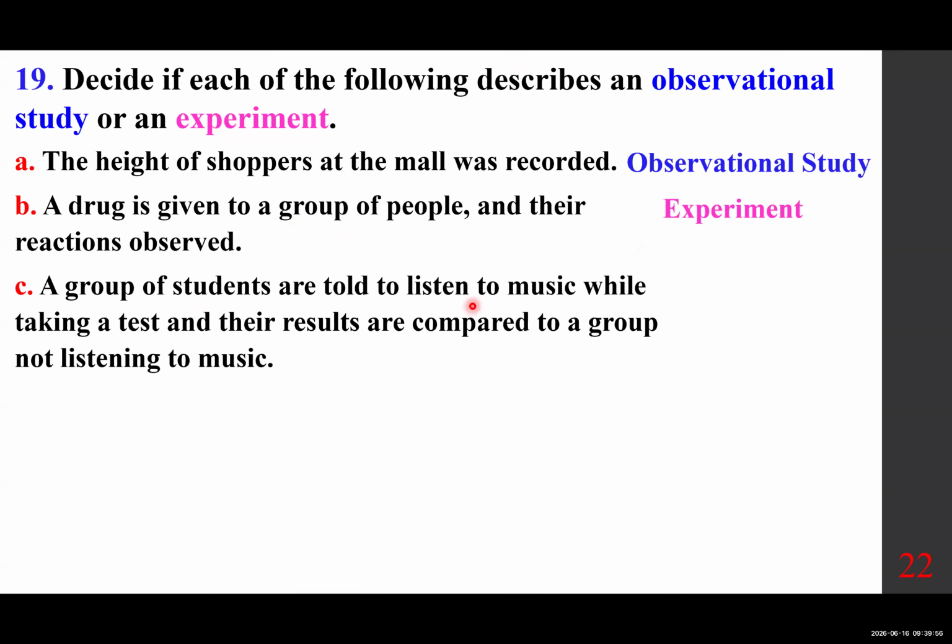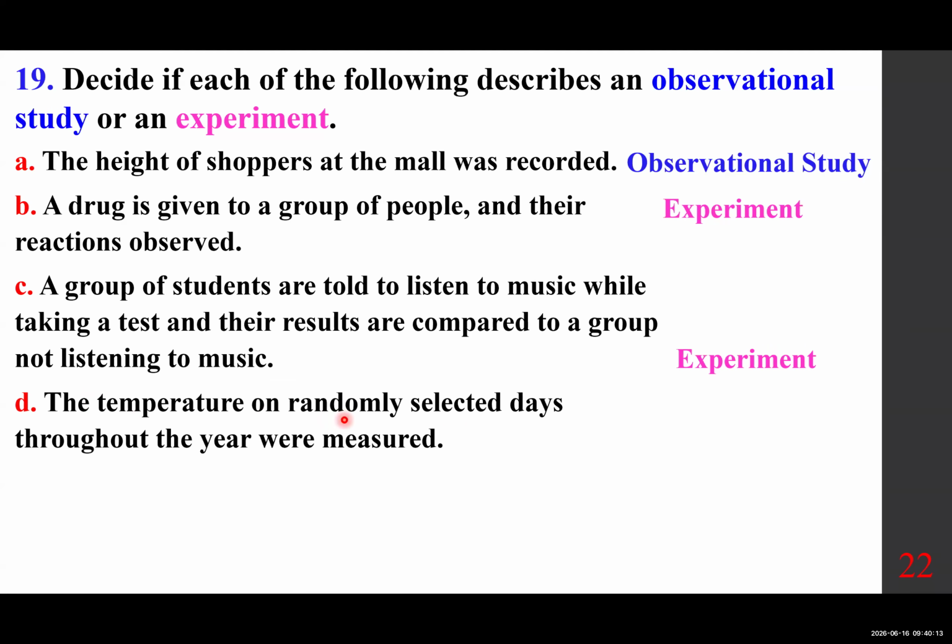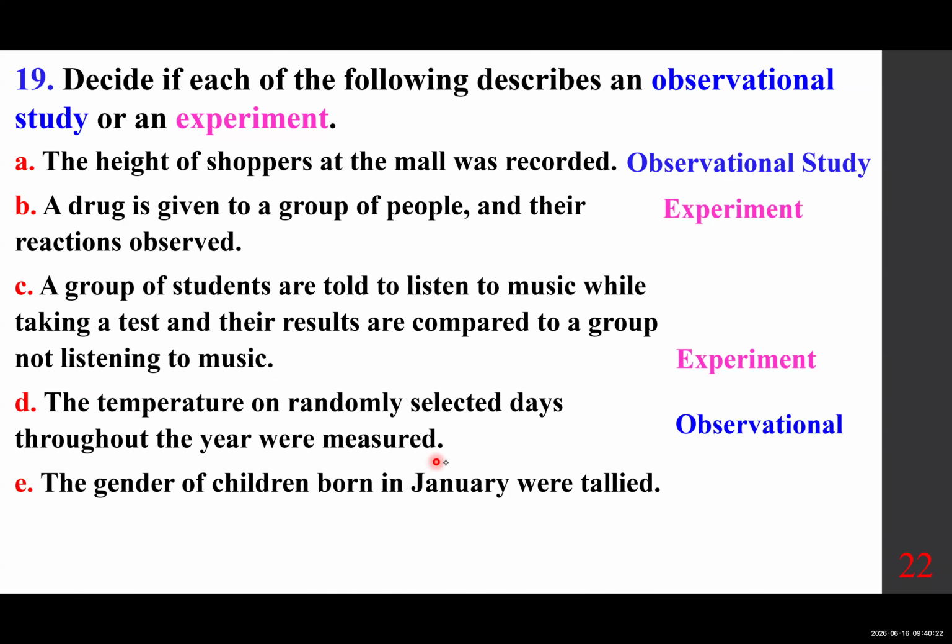A group of students are told to listen to music while taking a test, and the results are compared to a group not listening to music. Obviously, it's an experiment again. There's a treatment. In this case, the treatment is listening to music. The temperature on randomly selected days throughout the year was measured. We're just observing. The gender of children born in January was tallied. Again, observing, without a doubt, observation.